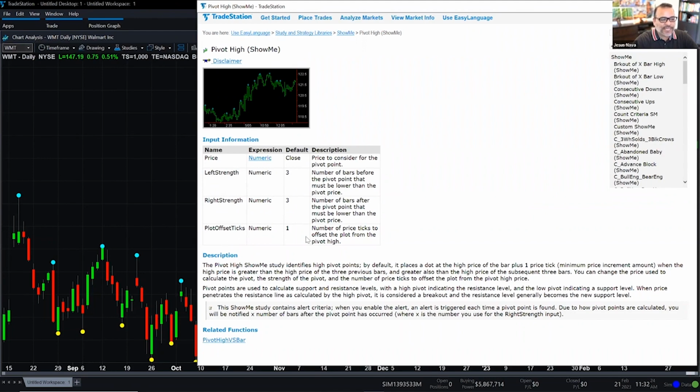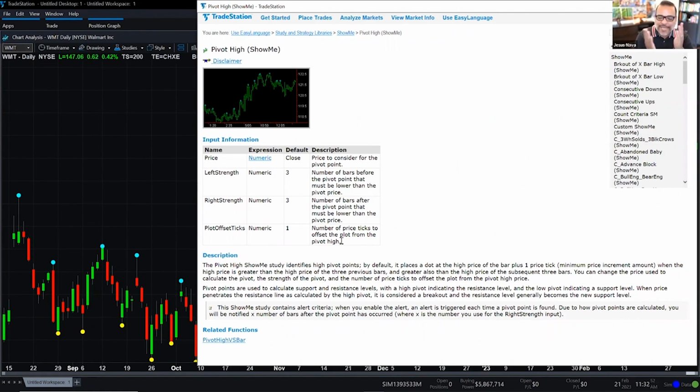And the offset ticks, number of price ticks to offset the plot from the pivot high. Yeah, so this is what's going on. On this formation, the A shape or the V shape, where you're looking for these pivots, it's not until you are a number of bars separated from that pivot that you can actually identify it.